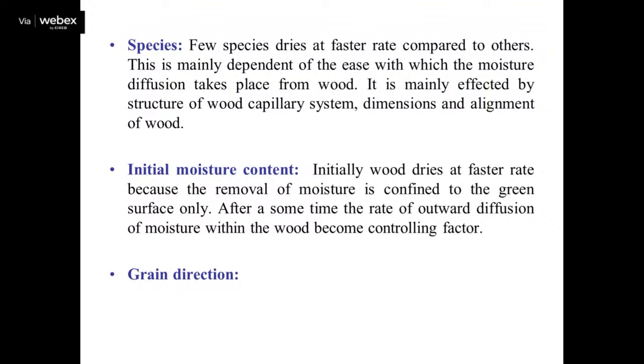These are some other important factors which impact the drying rate: species, initial moisture content and the grain direction. Not all species dry quickly or easily. There are some refractory species like sal, which has interlocked grain, from which the moisture can be removed, but only slowly. It doesn't dry as quickly as other species like mango or semal. There are also some moderately refractory species, which give a moderate response to the drying factors.